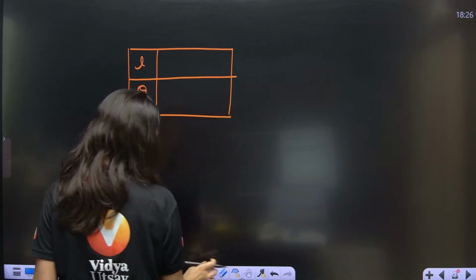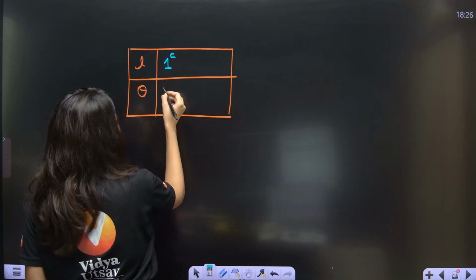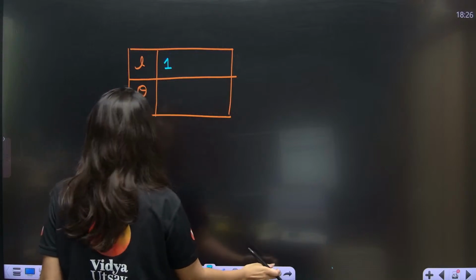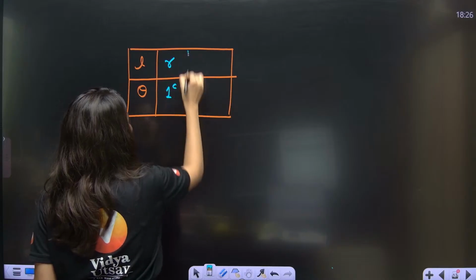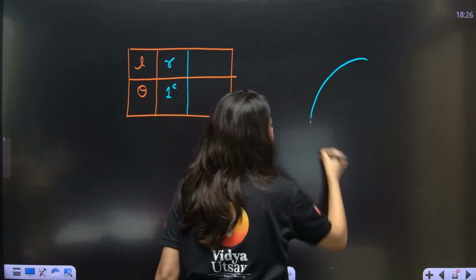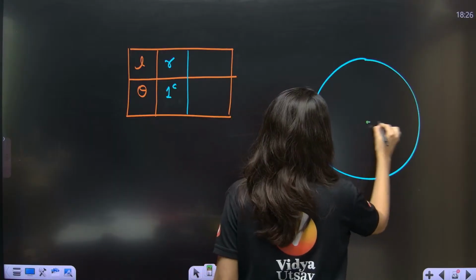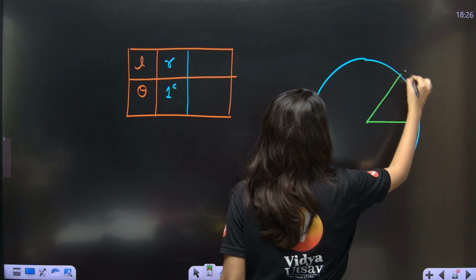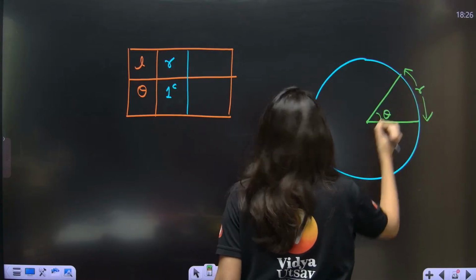Length of arc and theta. So ma'am, length of arc is 1 radian. So length of arc is equal to radius, so theta is 1 radian. Okay ma'am. Okay, this is your circle over here. Then length of arc is r. So this theta is your 1 radian.